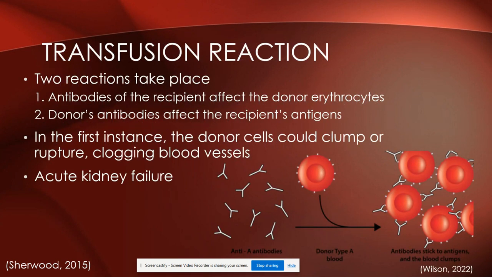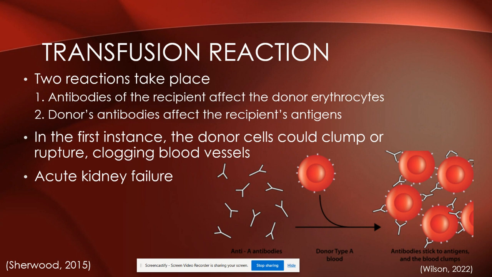So now let's move on to transfusion reaction. Blood transfusions can be the difference between life and death in some scenarios, but it is very important to transfuse with the correct blood type. If a person is given blood of an incompatible type, two reactions take place. The first is the effect of the antibodies of the recipient, so the antibodies in the person receiving the transfusion, on the donor red blood cells.